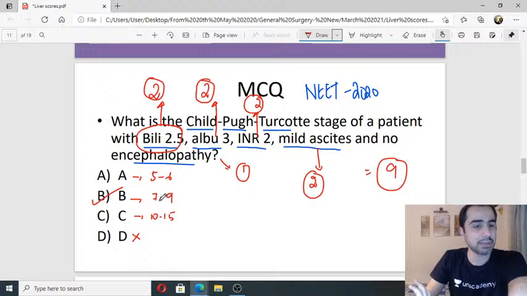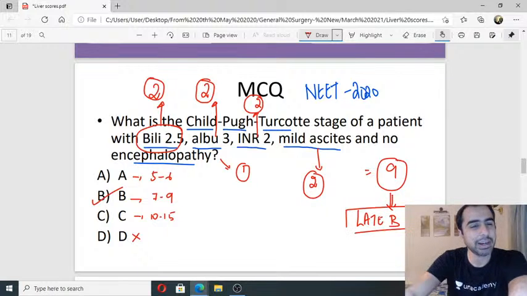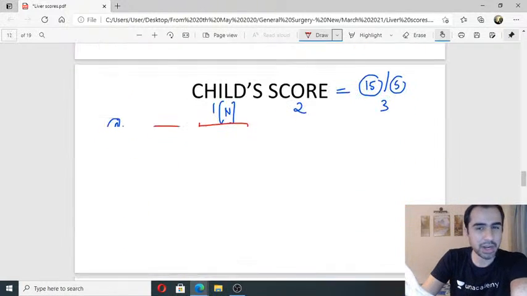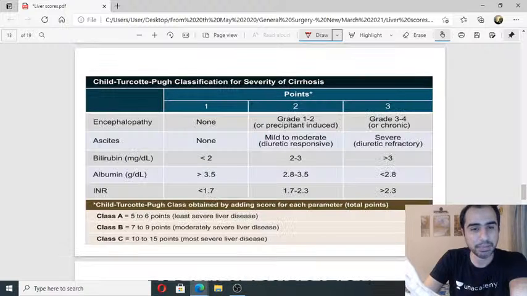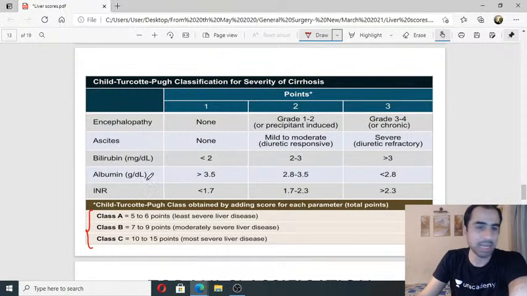Okay, 9 becomes Child's B. No, 10 and beyond is C. Not 9 and beyond, 10 and beyond is C. Some people also call 9 as late B. Okay, there is something like early B and late B. Some people call 9 as late B. So अपने काम का नहीं है, अपने को तो A, B और C चाहिए. ये देख लो टेबल, ये टेबल ही है. So this is your A, B and C. ये टेबल मैंने नहीं बनाई, ये ऑनलाइन है.